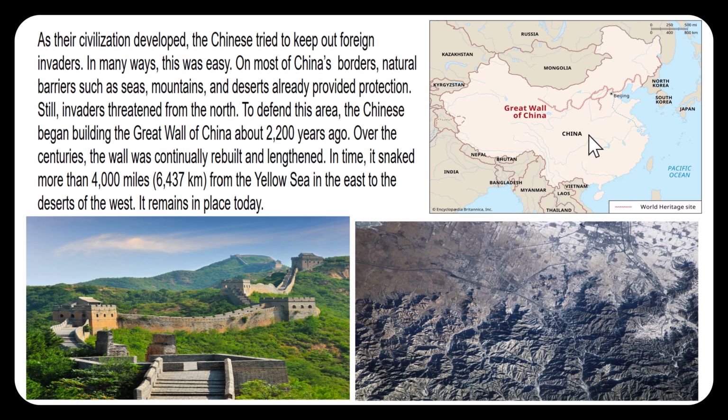Question number 4. Why was it easy to defend most of China's borders? Because they had a lot of natural barriers like seas, mountains, and deserts that formed a very easy protection border from those invaders. Question number 5. What did the Chinese build to protect their northern border? They built the Great Wall of China. Question 6. How many miles does the Great Wall cover? More than 4,000 miles.